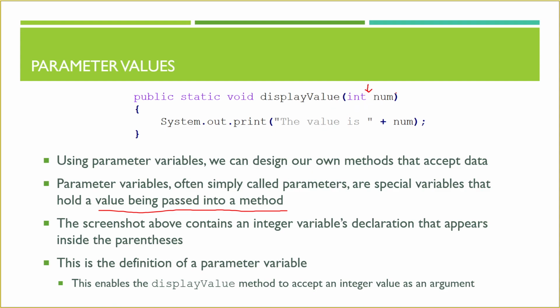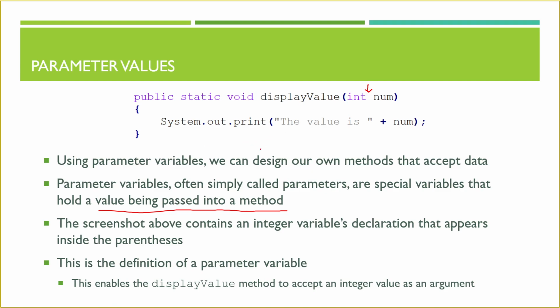And we declare these just like every other variable. We need to give it a data type, and we need to give it a name. And then in our method body, we can actually use the value of that argument that was passed to the method. The value of the argument is being stored in the parameter variable, so that's how we reference it.